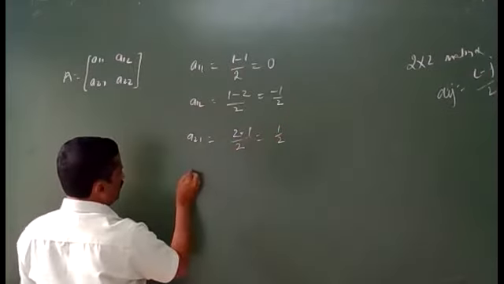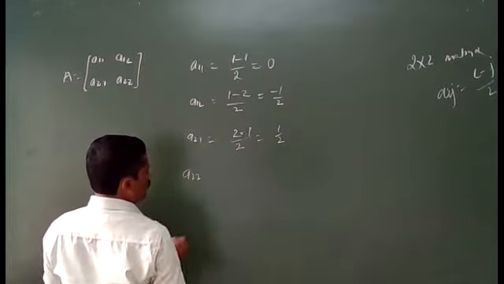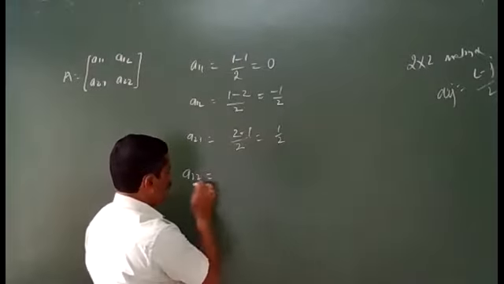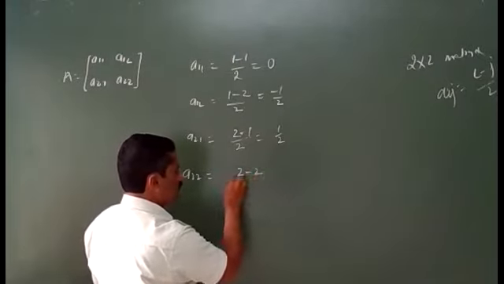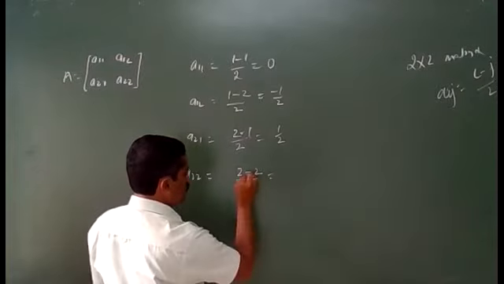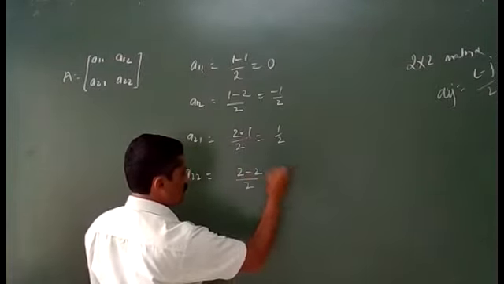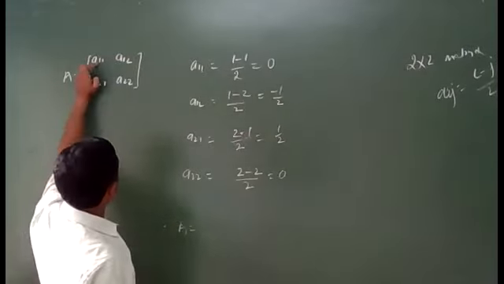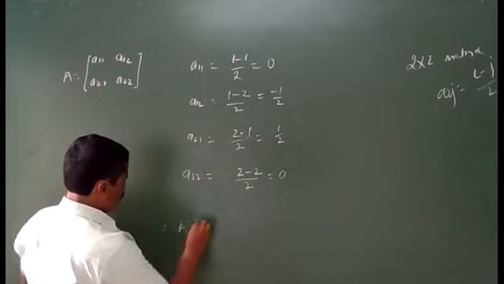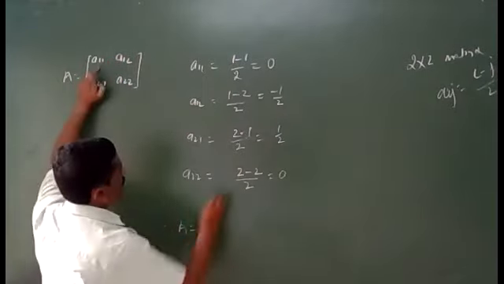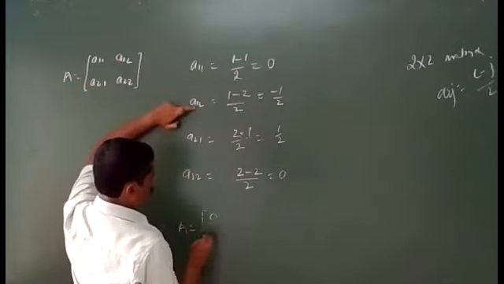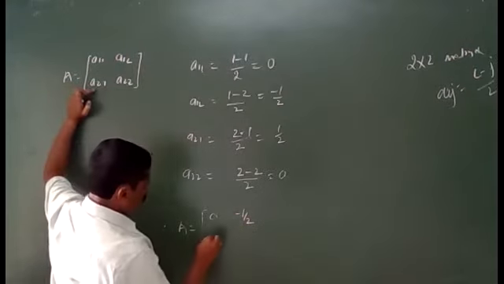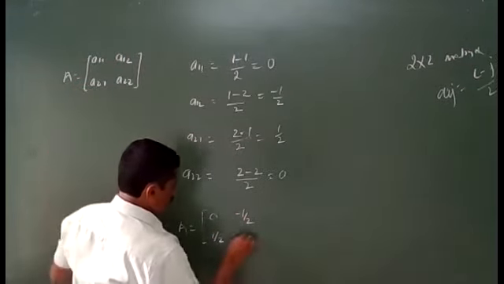Next, we have A22. What is the value of i here? 2. What is the value of j? 2. So what is 2 minus 2? 0. 0 by 2 is 0. So now A is equal to, substituting the values of A11, A12, A21, A22: A11 is 0, A12 is minus 1 by 2, A21 is 1 by 2, and A22 is 0.